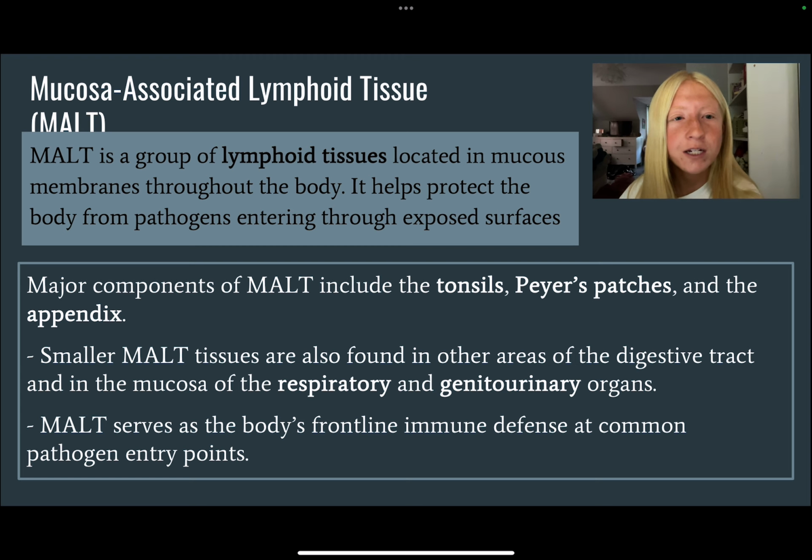Mucosa-associated lymphoid tissue, or MALT. MALT is a group of lymphoid tissues located in the mucous membranes throughout the body. It helps protect the body from pathogens entering through exposed surfaces.